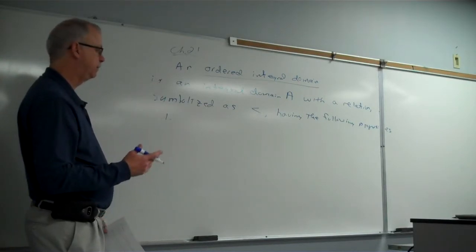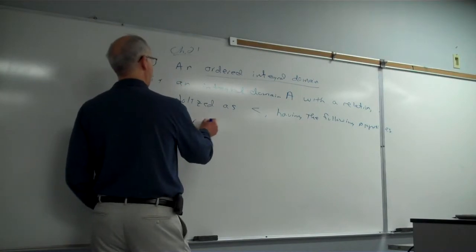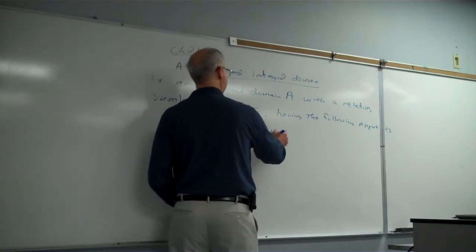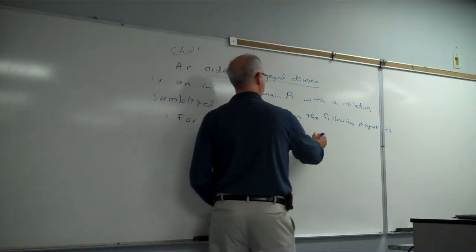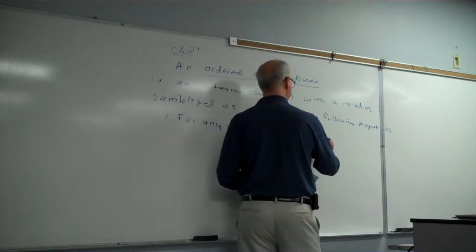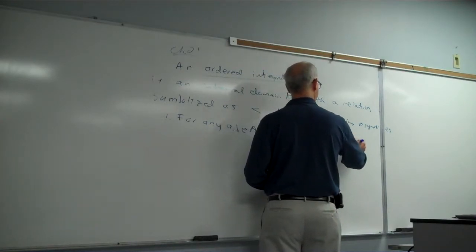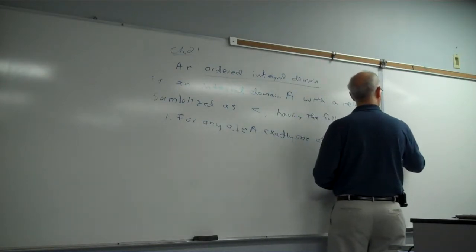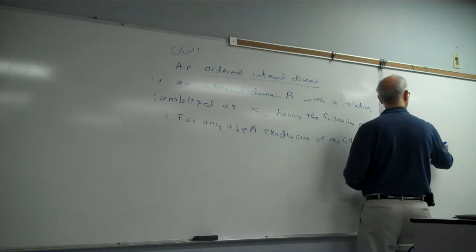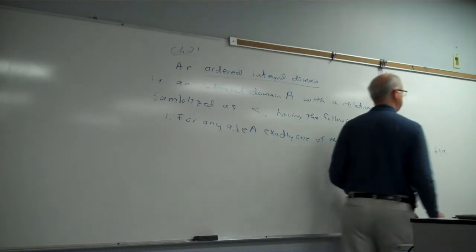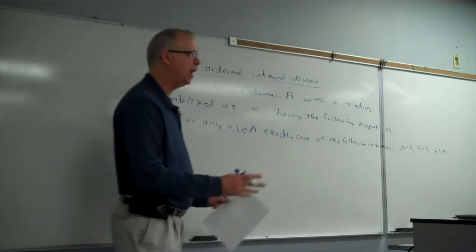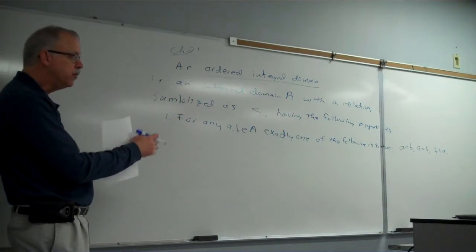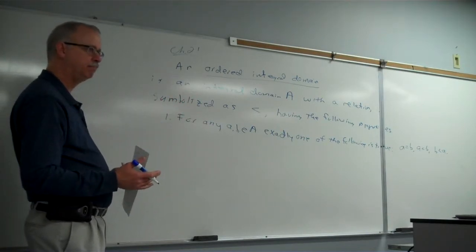Four properties we're interested in. For any A and B in the set, exactly one of the following is true: either A is equal to B, A is less than B, or B is less than A. So any two elements you pick and compare, you should be able to tell either that one's bigger than the other or that they're exactly the same.